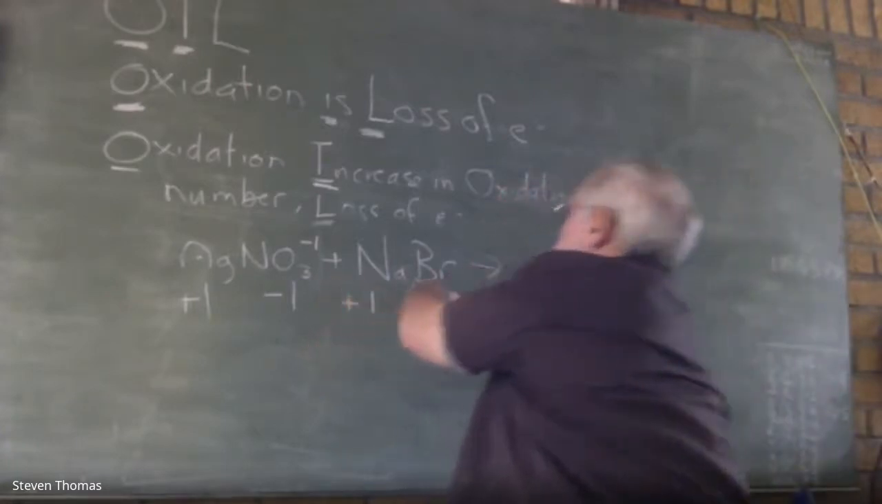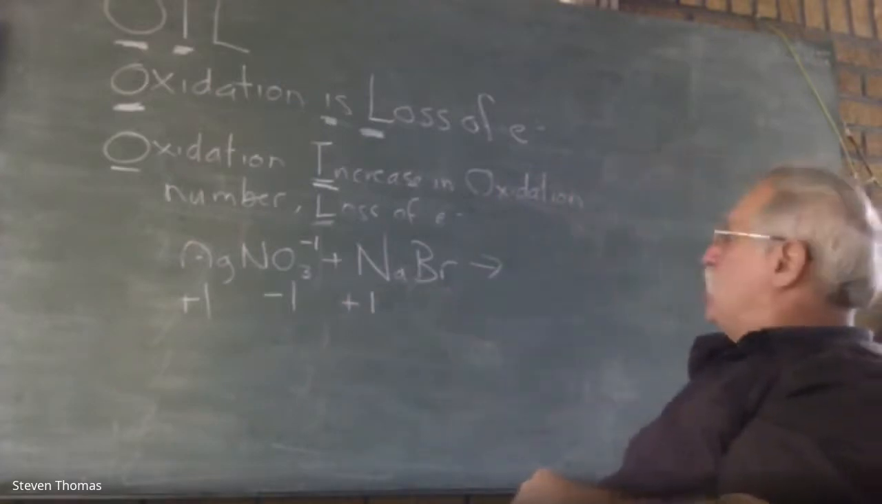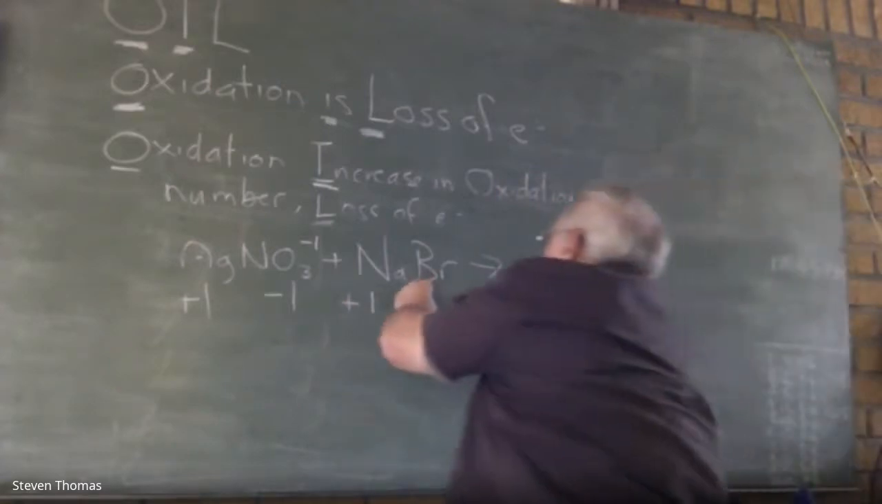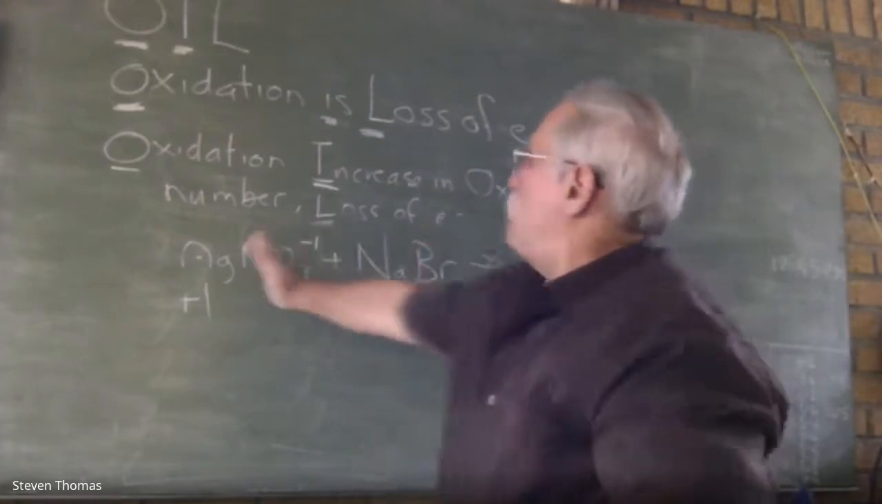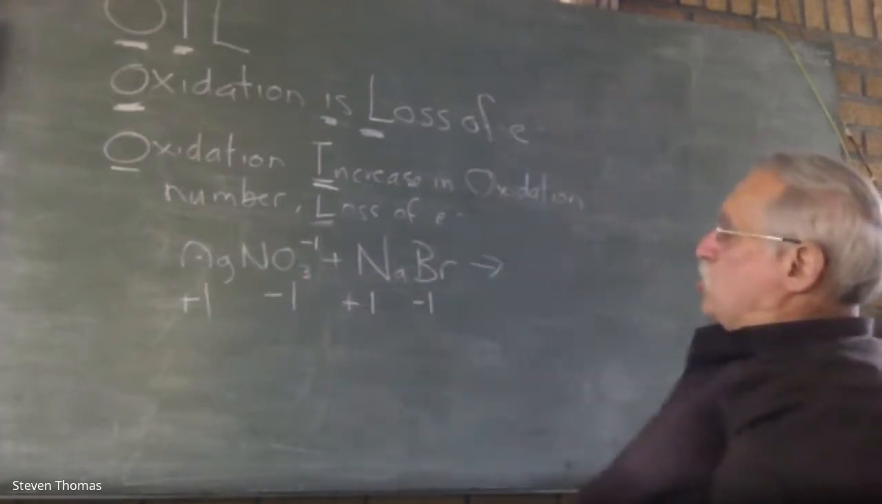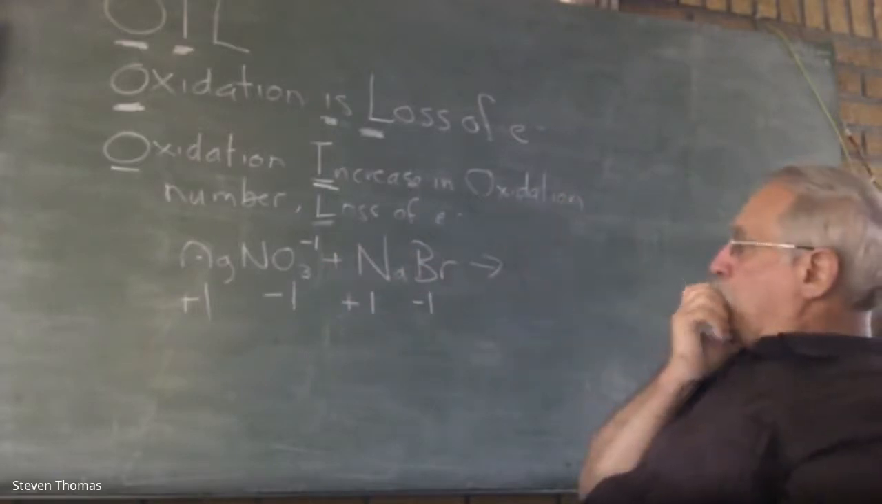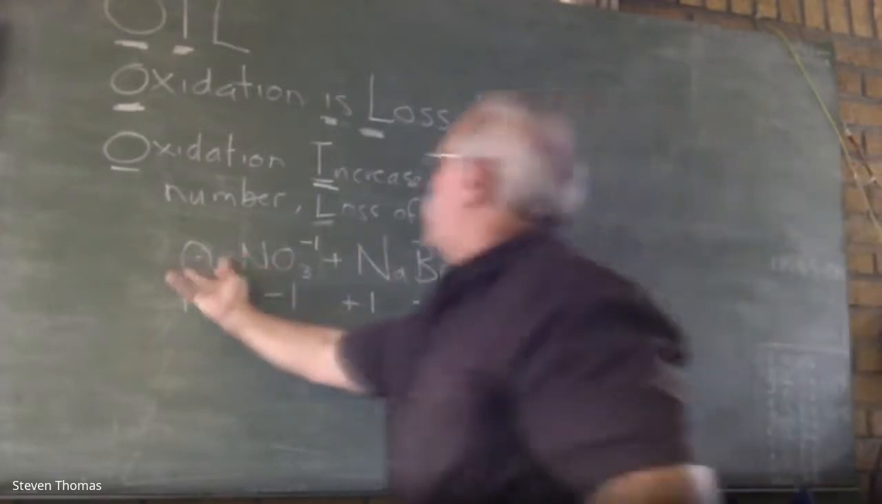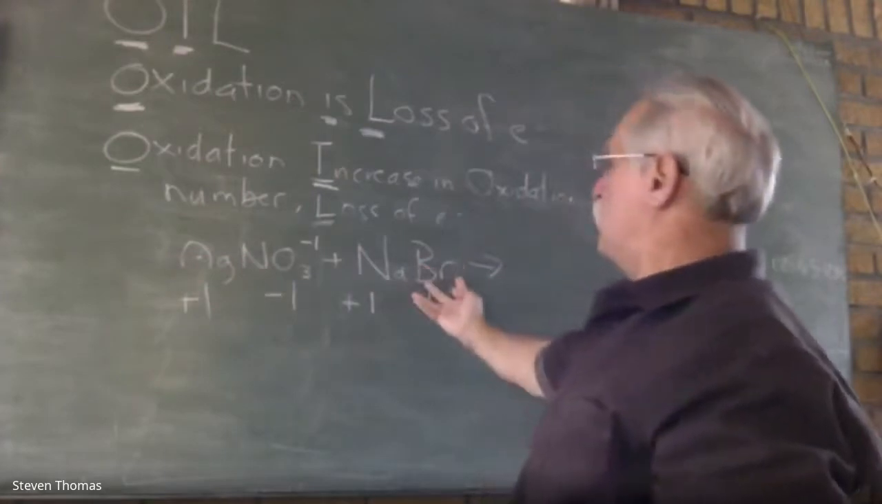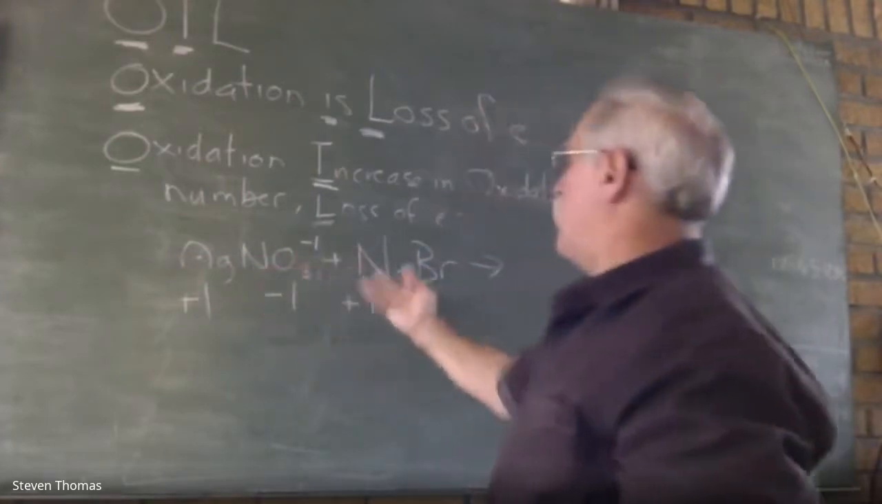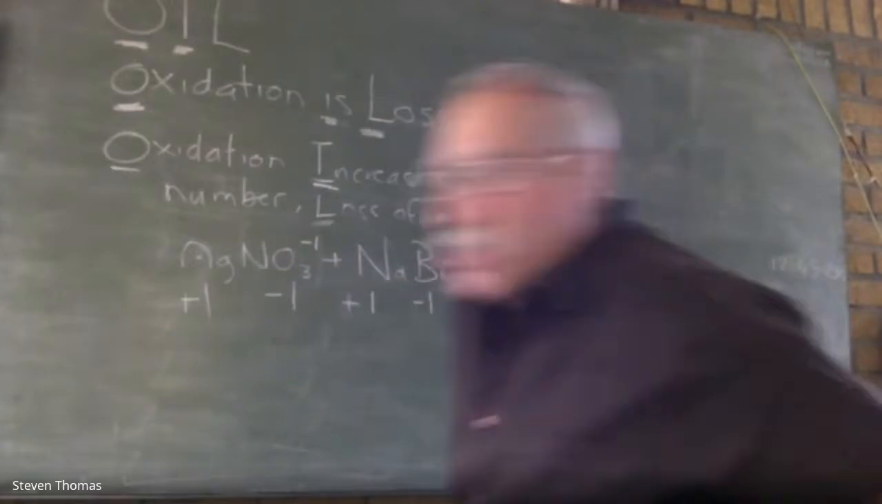+1, and bromine's in group 7, so it's going to be -1. Lovely. Now they're going to swap partners. Can you guys write them as if they've swapped partners? So this guy's going to go out with that girl. This girl's going to go out with that guy. So just swap their partners around.